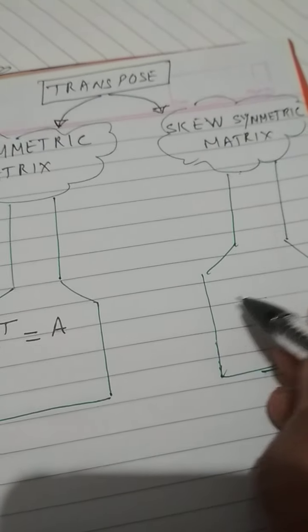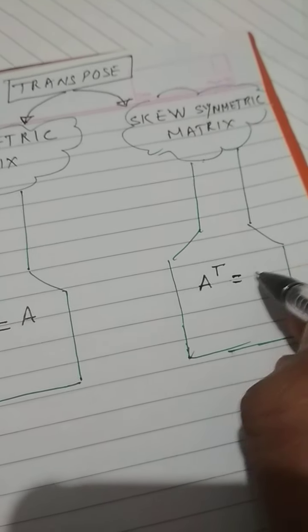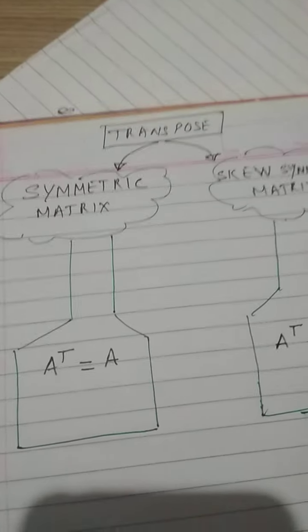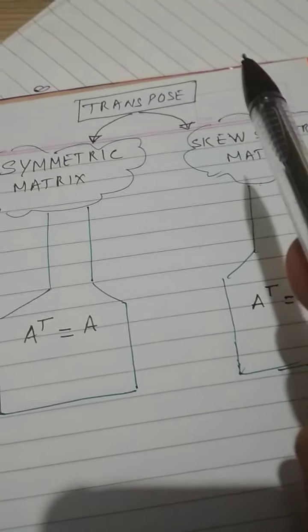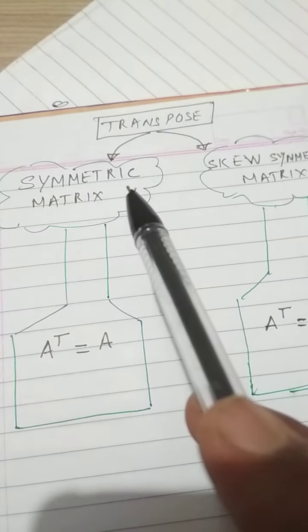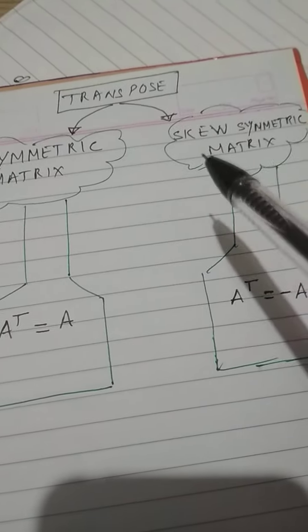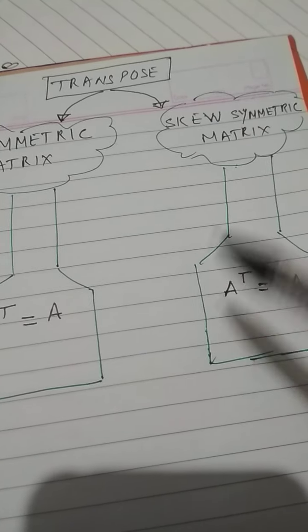If matrix A is such that its transpose is equal to the negative of the original matrix A, then it is called a skew symmetric matrix. So again, this concept of transpose of a matrix can be divided further into two different concepts: symmetric matrix and skew symmetric matrix. A symmetric matrix is that matrix whose transpose is itself, and a skew symmetric matrix is that matrix whose transpose is equal to the negative of the original matrix.